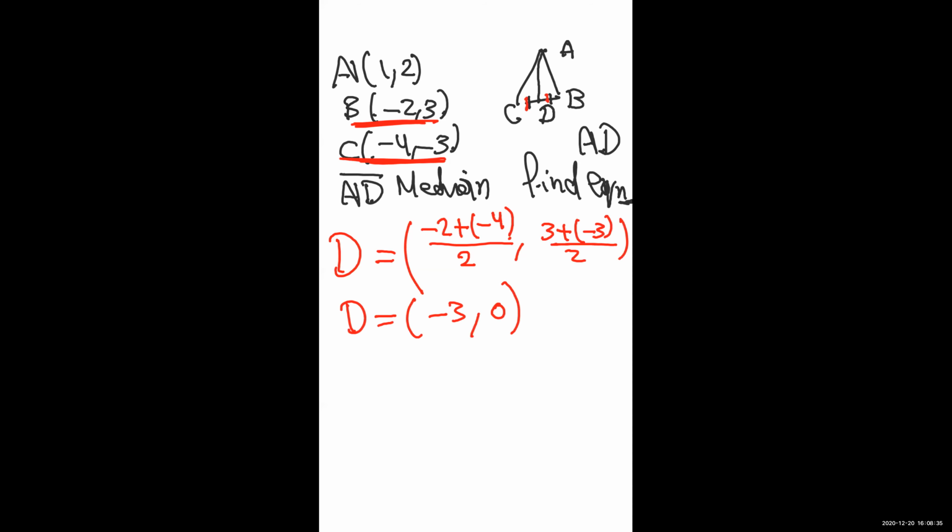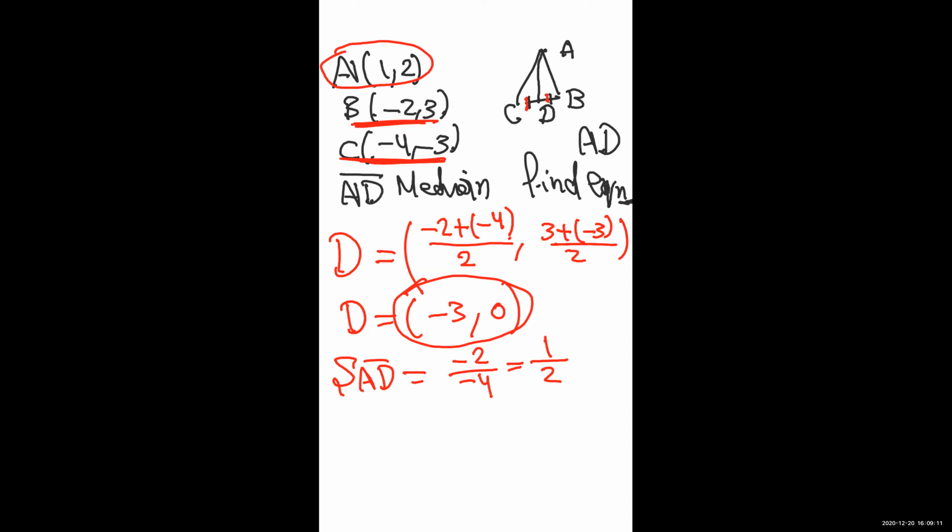Okay, I want to get the equation of AD, so I will get the slope. Slope of AD will equal, where is A and D? This point is A, and we got D. So change in Y over change in X: 0 minus 2, which is negative 2, over negative 3 minus 1, so negative 4. So it will equal 1 over 2.